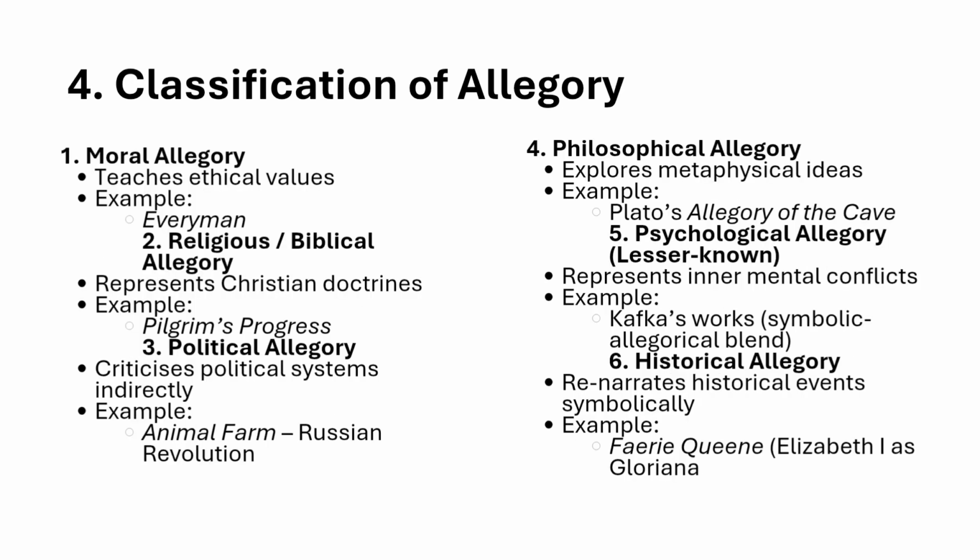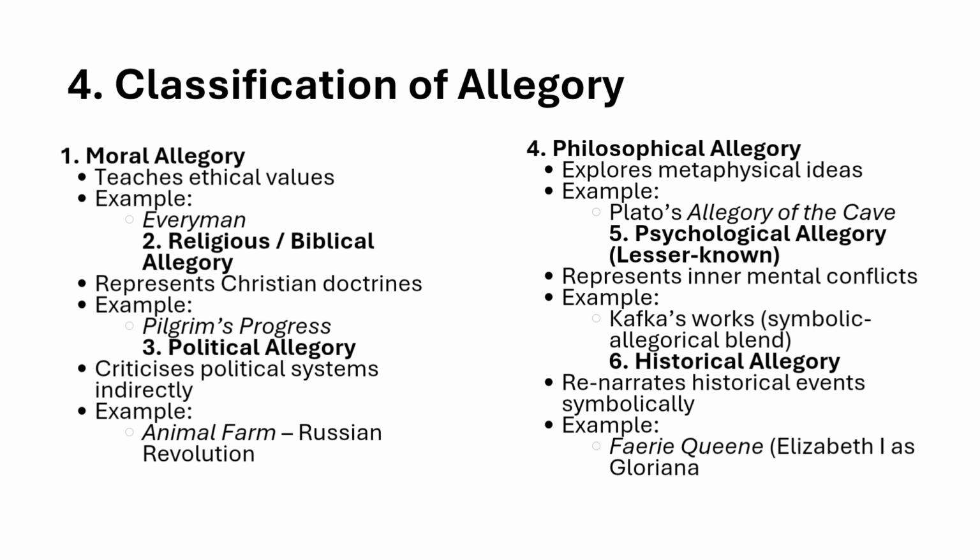Classification of allegory. Now let us understand the types of allegory. 1. Moral allegory. This type teaches ethical values. Example: Everyman. Characters represent virtues and sins. 2. Religious, biblical allegory. This type explains Christian doctrines. Best example: The Pilgrim's Progress by John Bunyan. 3. Political allegory. This type criticizes political systems indirectly. Example: Animal Farm, which represents the Russian Revolution. 4. Philosophical allegory. This explores deep philosophical ideas. Example: Plato's Allegory of the Cave.